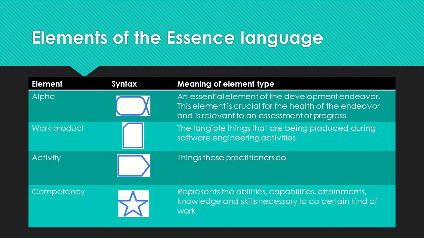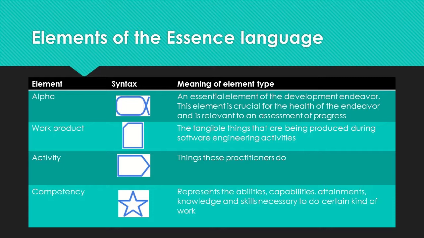There are four basic elements of the Essence language, and each has its own unique icon. As I stated before, the Essence language can be used with both textual and graphical syntax, and this figure represents both. First, there is an alpha, which is an essential element of the development endeavor. This element is relevant to an assessment of progress, and it is crucial for the health of the endeavor.